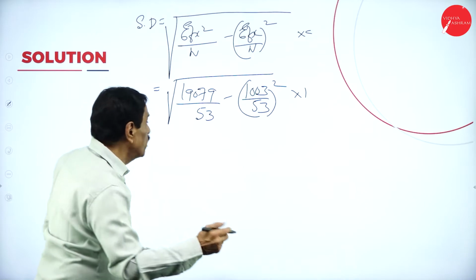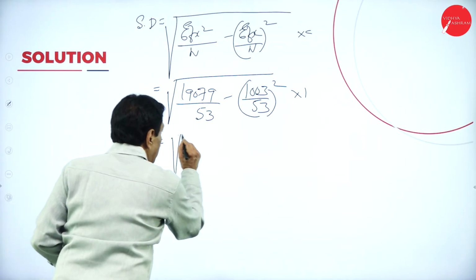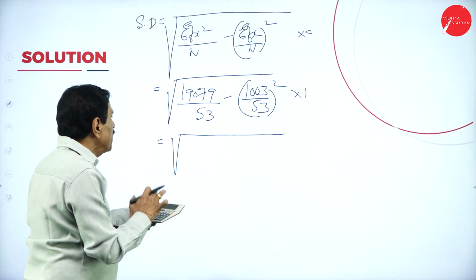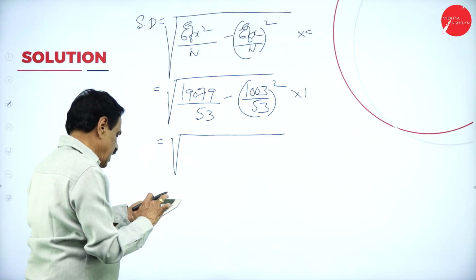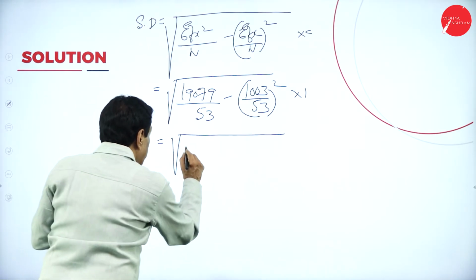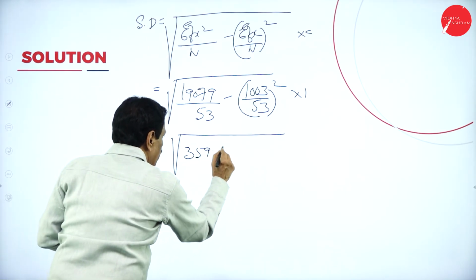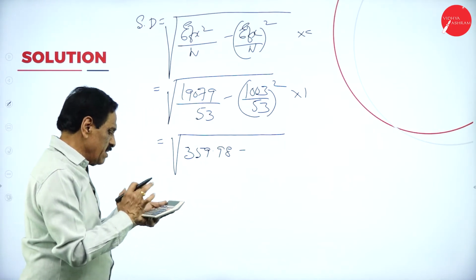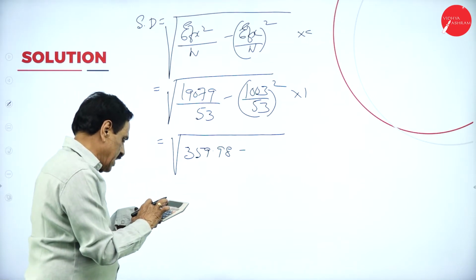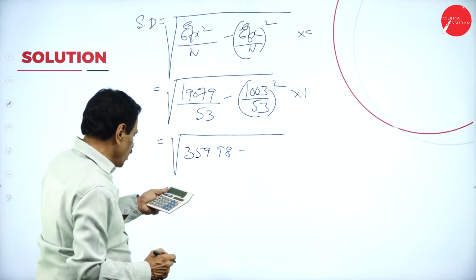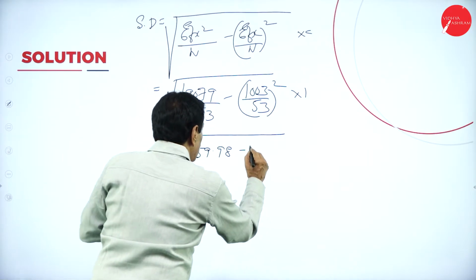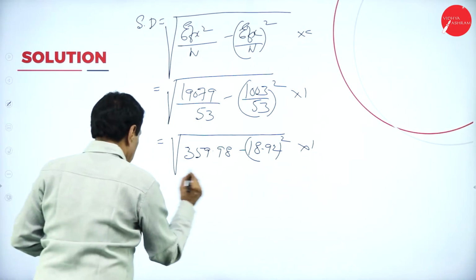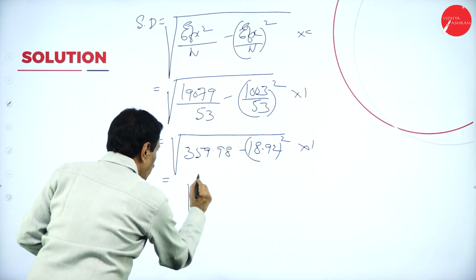What is the next step to do? Divide, slowly divide. 19,079 divided by 53 is equal to 359.98 minus 1003 divided by 53, which is equal to 18.92, whole square into 1.